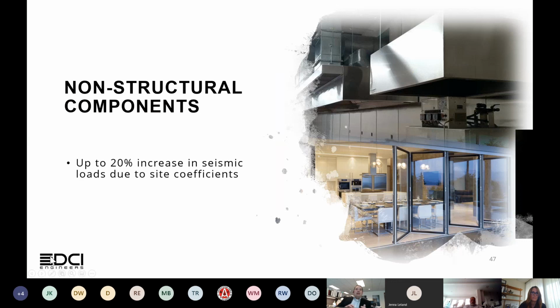Okay, and the last component, looking at non-structural components, they are seeing an increase overall of about 20% due to the seismic coefficients increasing from one code cycle to the next. This will likely not come up too often, maybe just brace in direction for things like kitchen hoods, hanging kitchen hoods, or operable partitions or secondary framing.